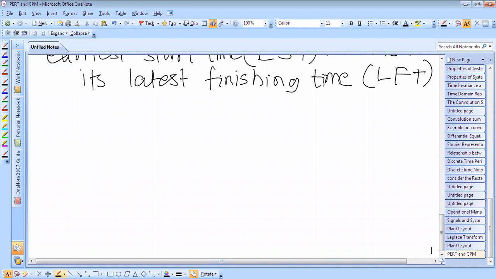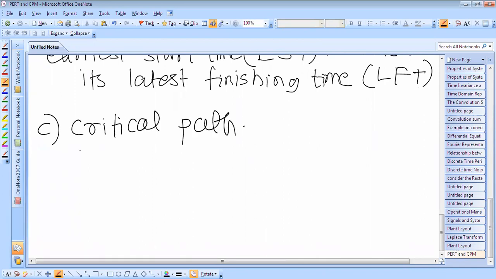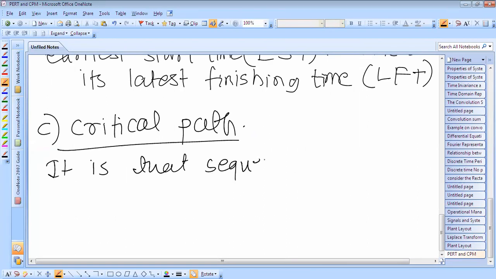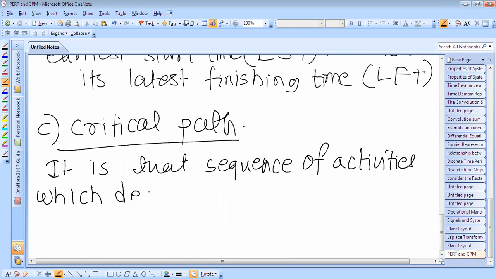Now we'll discuss something more about the critical path. Which path we can call a critical path. It is that sequence of activities which decides the total project duration.